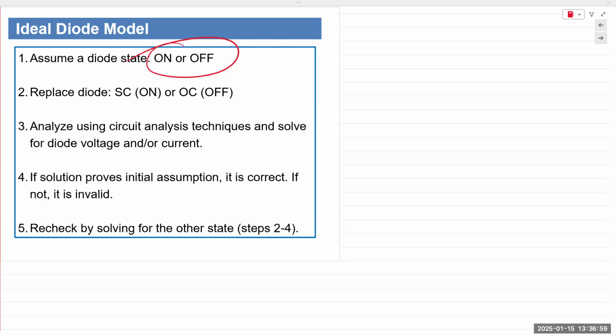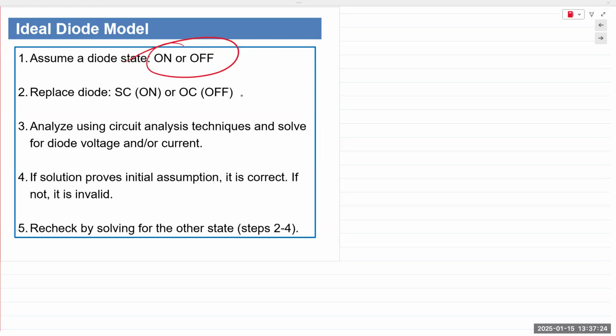Okay. And that again goes back to the point that if you're making an assumption, that assumption should be based on certain logic. If you look at a circuit, there might be multiple power supplies in there. There might be multiple diodes in there.